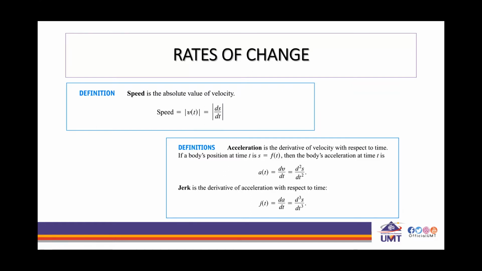And then the last one, we already understand what acceleration is, which is the derivative of velocity with respect to time, okay? Which is a(t) equals dv over dt, which equals d squared s over dt squared, which means 2 times derivation of the position. And also we looked at jerk, the derivative of the acceleration with respect to time, which is da over dt, which is d squared v over dt squared, which is d cubed s over dt cubed.